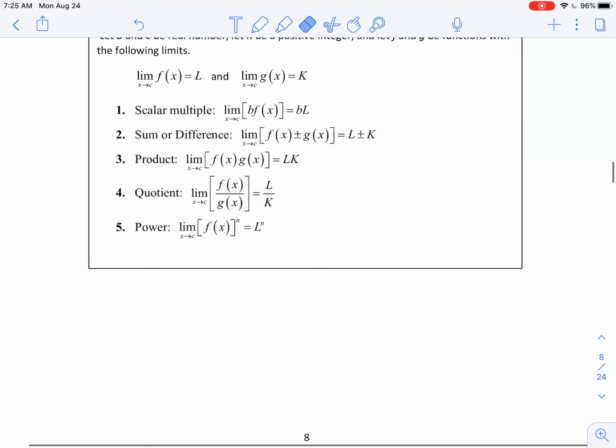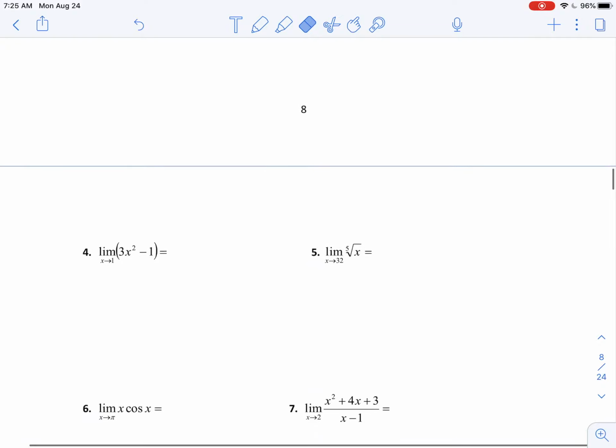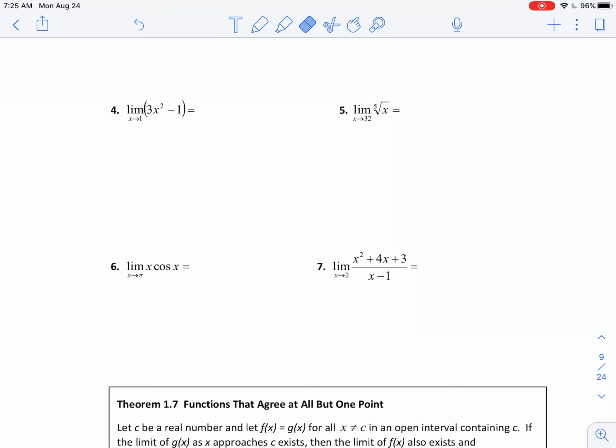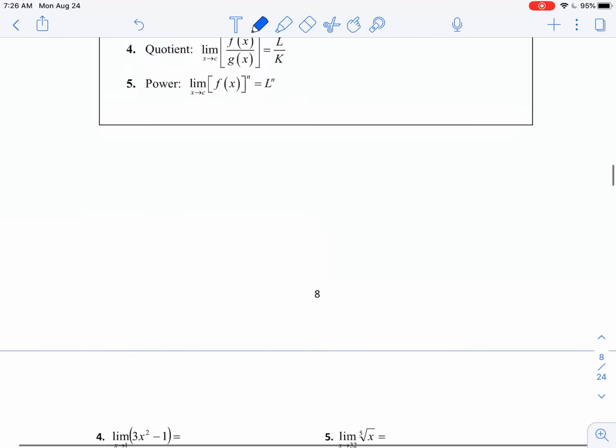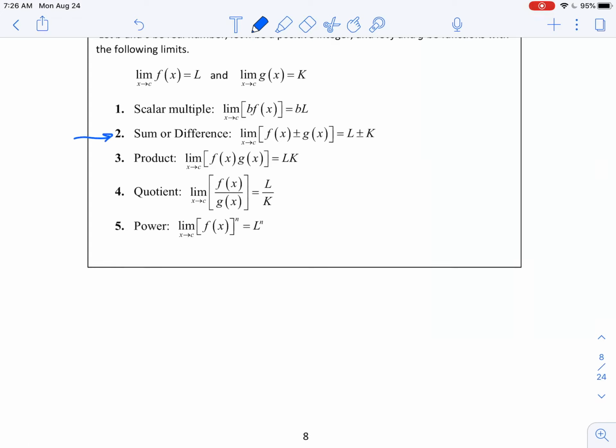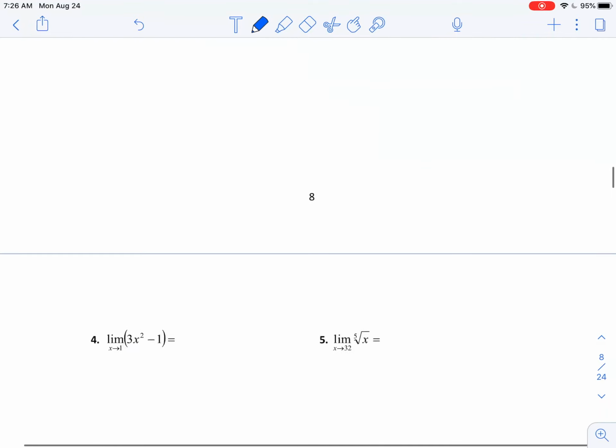So actually I'm going to skip down in the notes a little bit. Okay, so for number 4, the limit as x approaches 1 of 3x squared minus 1. I'm going to do this once. I never really want you guys to do this. I'm just showing you what the properties mean. This is the difference of two functions. I have the function 3x squared and 1. So I'm going to be using the sum and difference property as well as the power property.